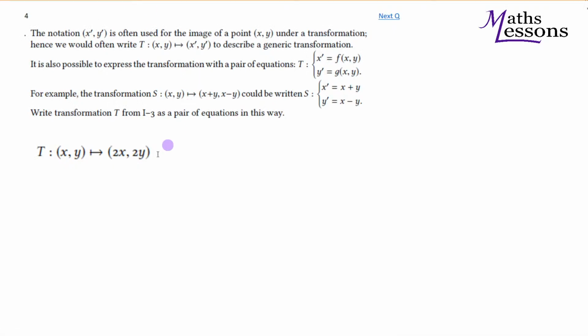Right, just for question 4, here is the transformation from question 3 that it talks about here, so I've got it written down there for you. It should only take you 30 seconds to see if you can write it in this format. So what you're going to try and do is write this transformation in this format here. So let's see how you do.